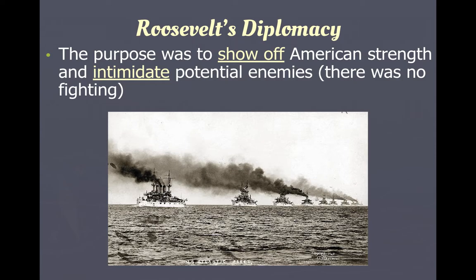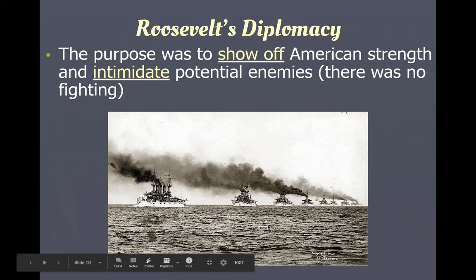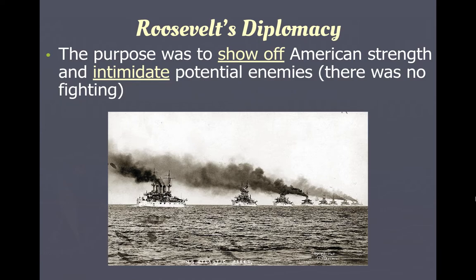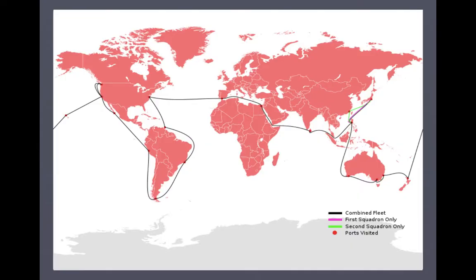This is a picture of the Great White Fleet here. This is what that would have looked like going around in the ocean coming at you. There was no fighting. They were just sent around to show off, to say, hey, these are the weapons we have, don't mess with us. This is the route that they took. You can see they went all over the world. They had some stops in the United States, Latin America, Europe and Africa, and all the way over to Asia, Australia, and New Zealand.